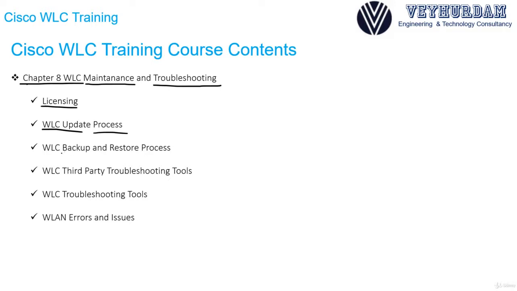We will deal with wireless LAN controller backup and restore processes for your configurations. We will also go over CLI configs for each backup and restore process. Then we will understand wireless LAN controller third-party troubleshooting tools. Why do we need them? What kind of different third-party troubleshooting tools do we have? And the troubleshooting tools that are on your WLC, the GUI logs, the CLI commands, we will all discuss them. And lastly, we will understand what kind of errors and issues we can have on our wireless LANs.